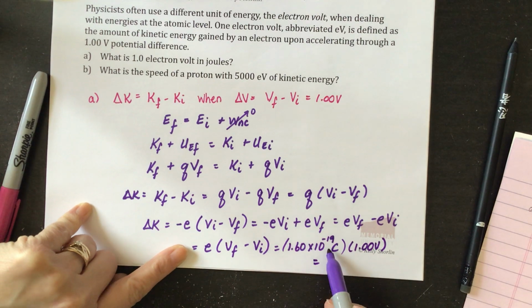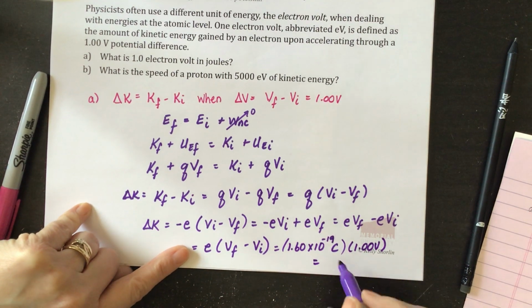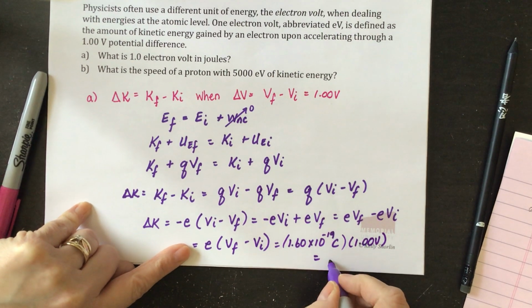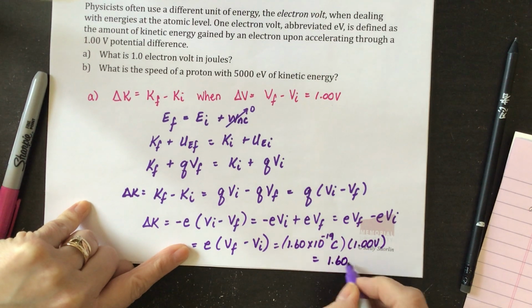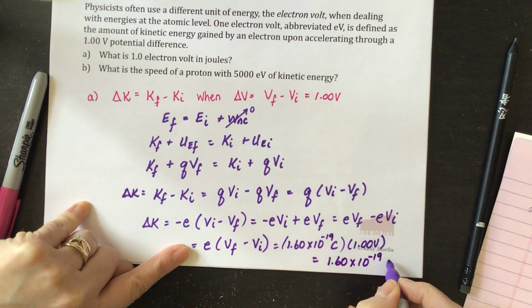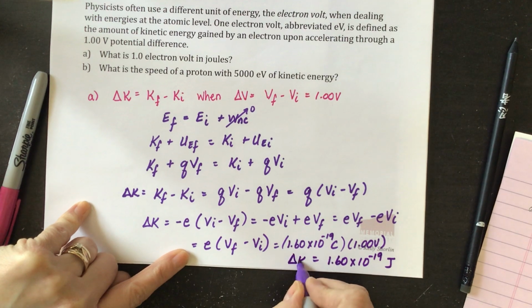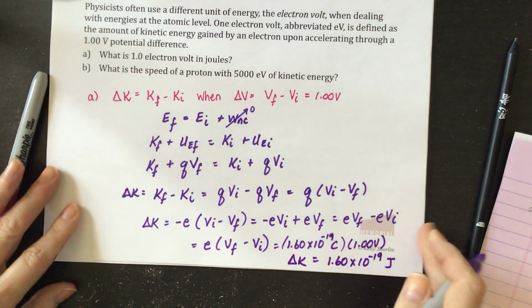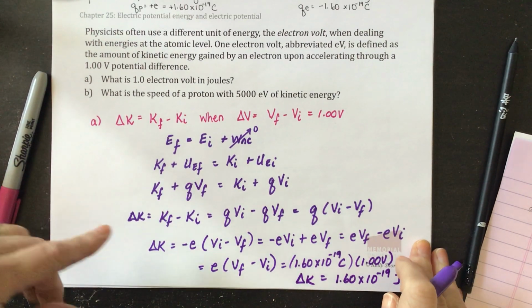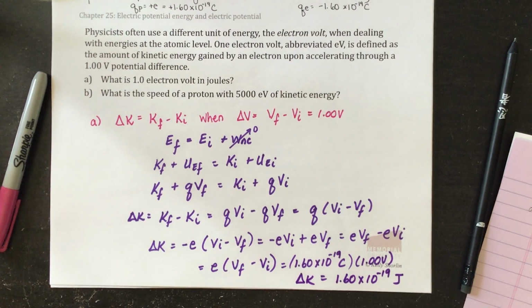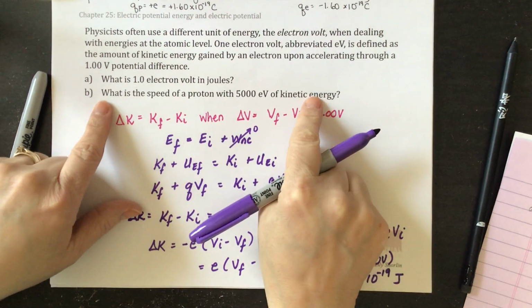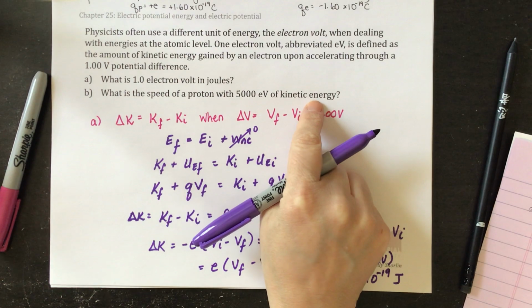So 1.6 times 10 to the minus 19 coulombs times 1 volt. A coulomb times a volt is a joule, gives me 1.60 times 10 to the minus 19 joules. So my delta K is 1.6 times 10 to the minus 19 joules. That's an electron volt, so that's my conversion factor. Okay, next we're just asked to use this conversion factor.